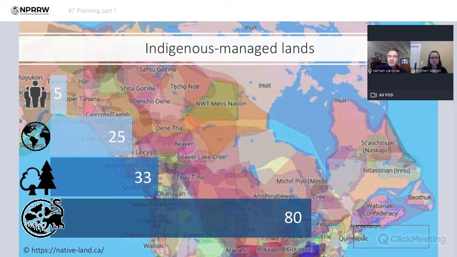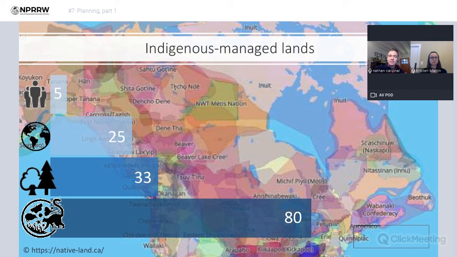So while Indigenous people represent about 5% of the global population, Indigenous peoples' managed land covers about a quarter of the Earth's globe, and overlaps with about a third of all terrestrial protected areas in the world. And I think about 40% of undeveloped areas globally overlap with Indigenous peoples' land as well. And interestingly enough, about 8% of the world's biodiversity occurs on Indigenous managed lands.